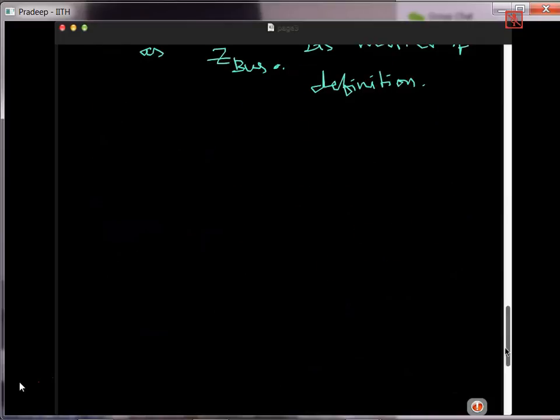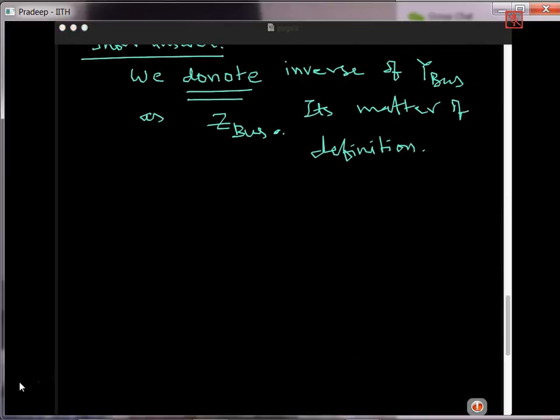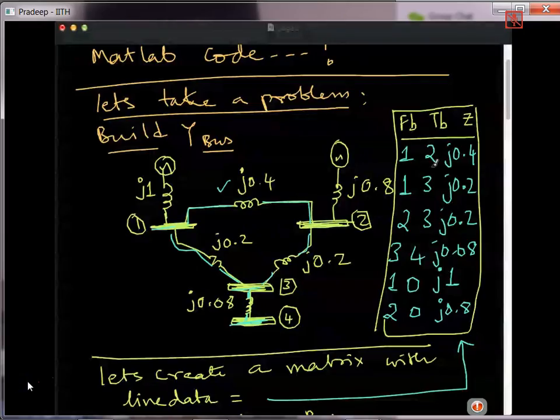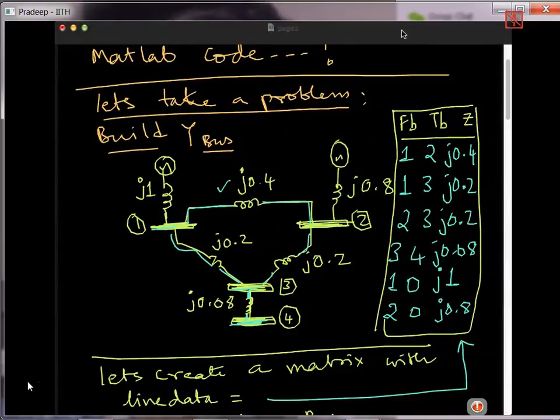Any other doubts? Let me now go back to my data. I hope somebody might have noted down this table. Given the circuit diagram, this is how to create this table. Line number 1 to 2 impedance is this one, line number 1 to 3 impedance is this one, and so on. Now I'll enter this into my MATLAB program.